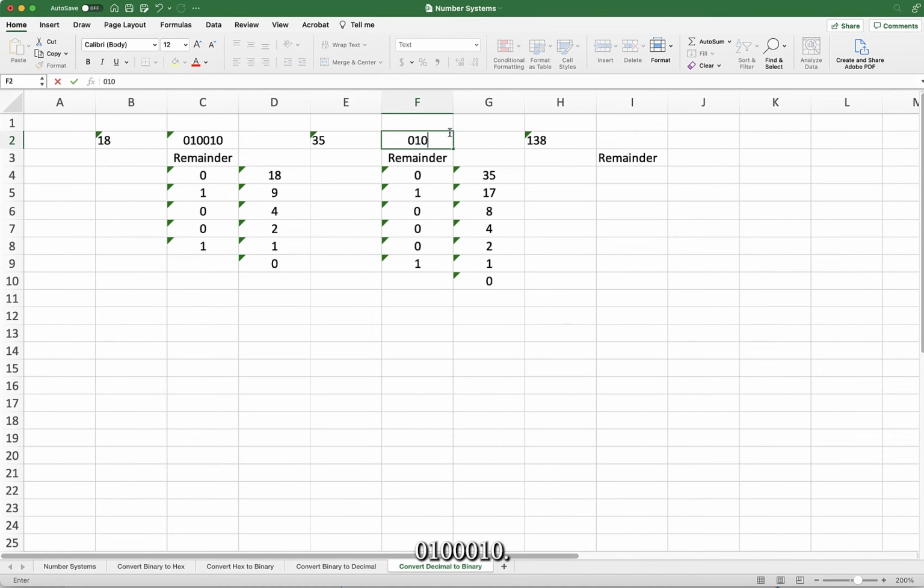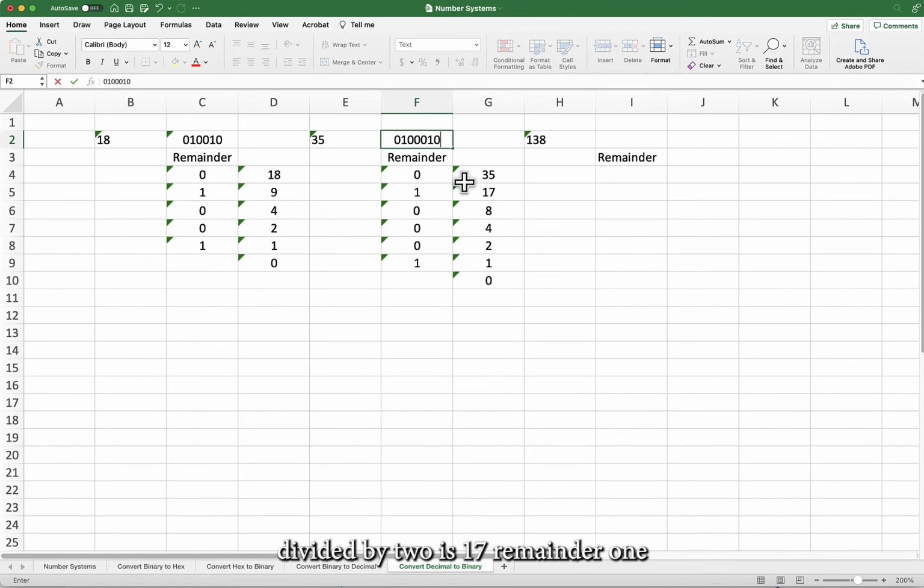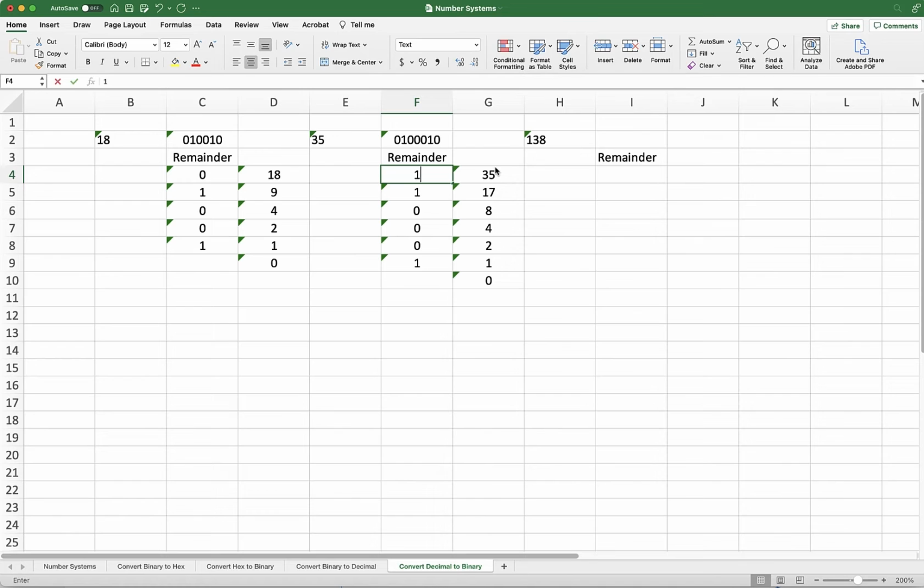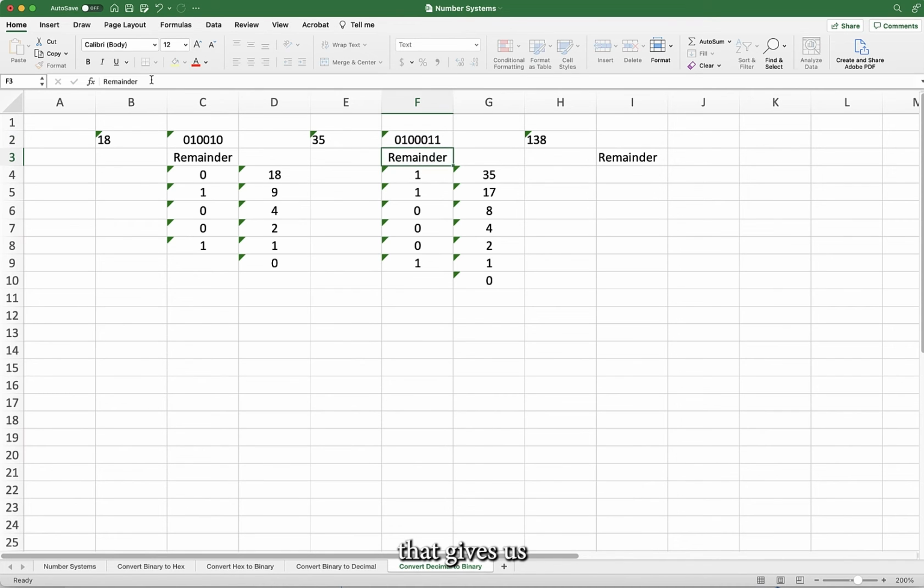0, 1, 0, 0, 0, 1, 0. Now, does anybody see the mistake that I made? Well, the mistake is 35 divided by 2 is 17, remainder 1. And that gives us the correct translation.